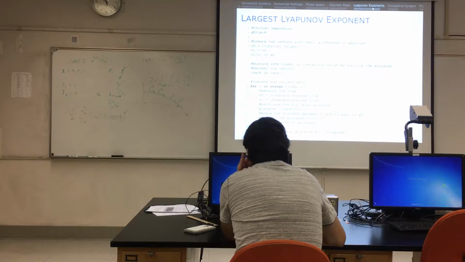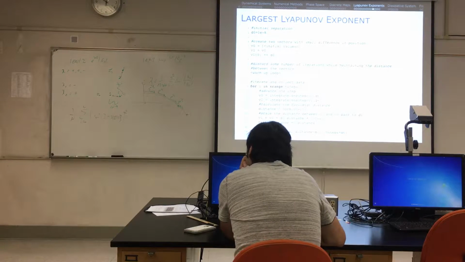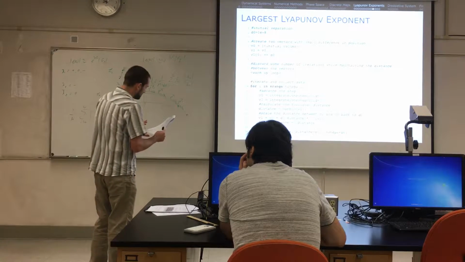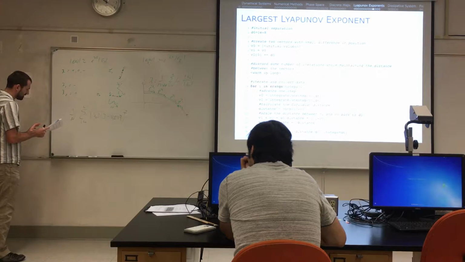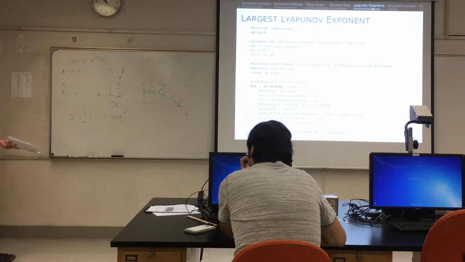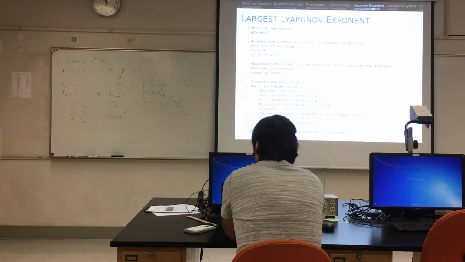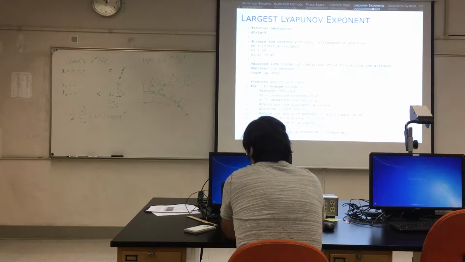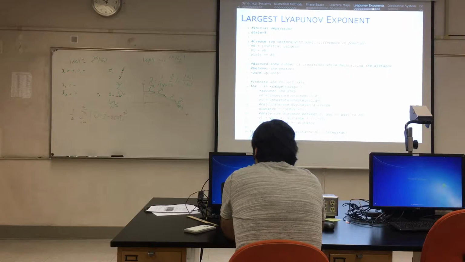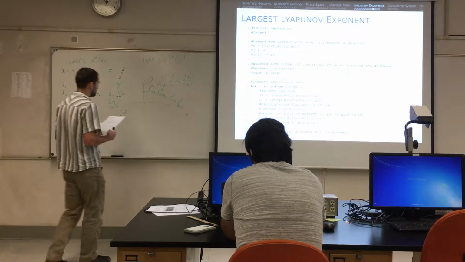Okay, so for the most part this is fairly straightforward, but like I said, it only gives us one of these. The Wolf algorithm that we're going to look at next actually gives us all of them. It's a little trickier to implement, but it is more useful in that sense. It uses the same basic idea: we're going to have some sort of small displacement vector that we track to see how it stretches over time. So we're going to evolve multiple systems in parallel.